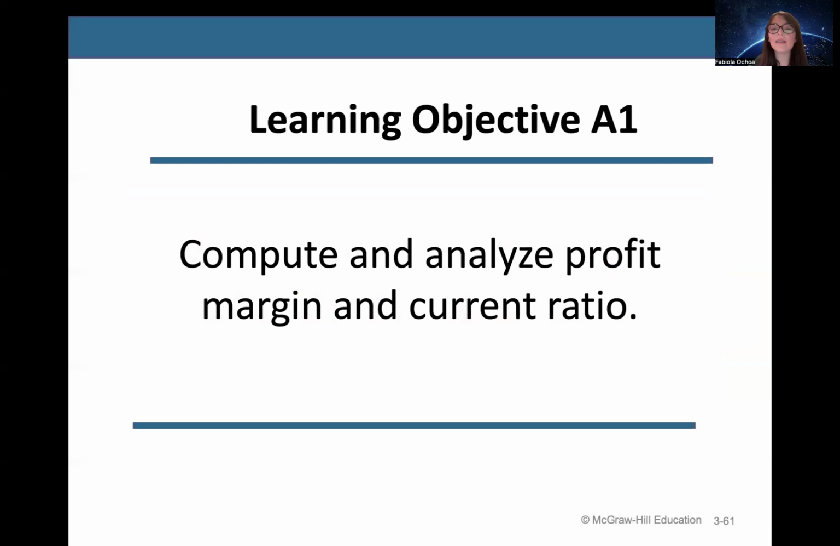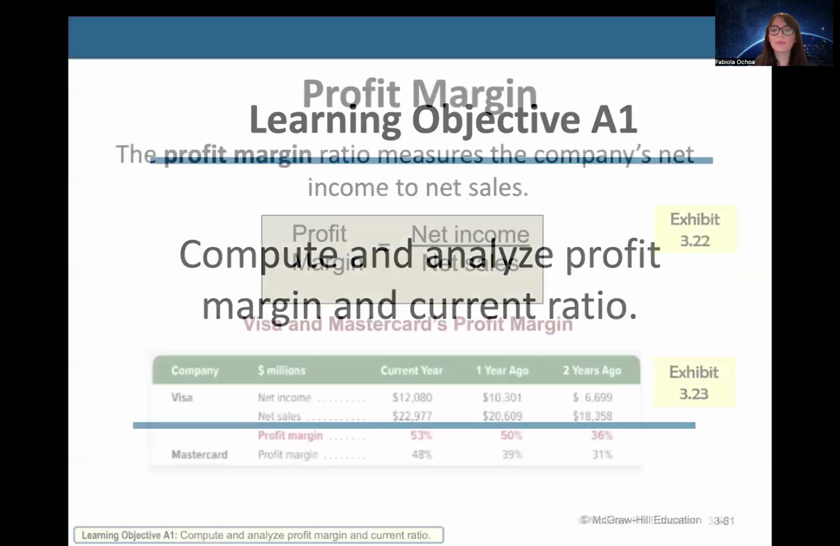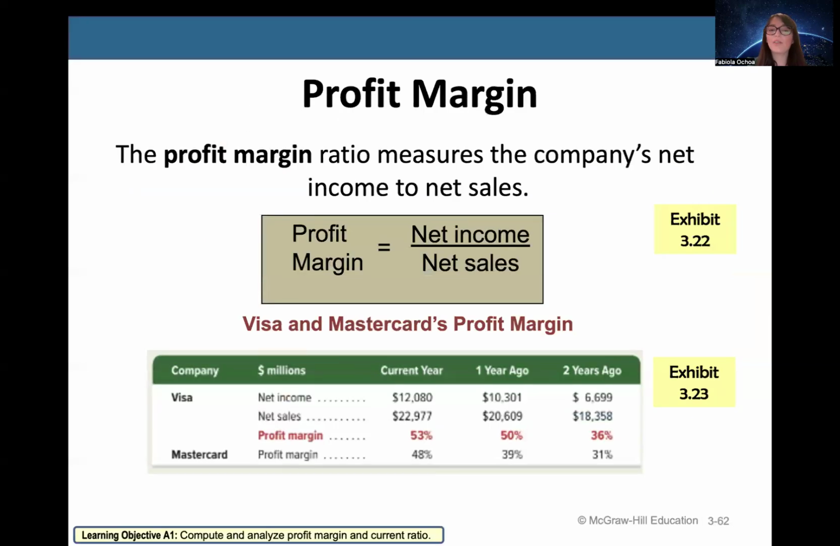Okay, lastly, we have a few ratios to go over. We have the profit margin ratio. This is a ratio that measures the company's net income to net sales. So we take our net income and divide it by net sales, and that gives you your profit margin. That gives you a percentage that can help you analyze, again, your company's profitability.